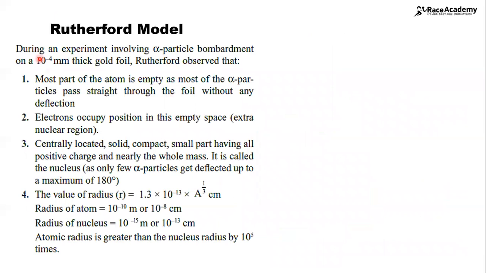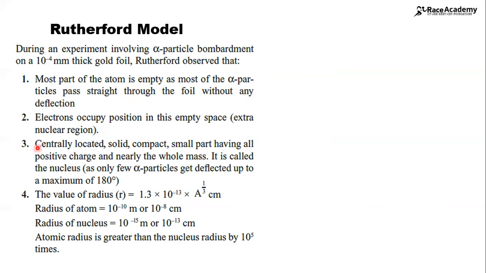What is noticed here is that during the experiment involving alpha particle bombardment on gold foil of 10 power minus 4 millimeter thickness, Rutherford observed these important points. The most part of the atom is empty, as most alpha particles pass straight through the foil without any deflection. That is one. The electrons occupy positions in this empty space, the extranuclear region.